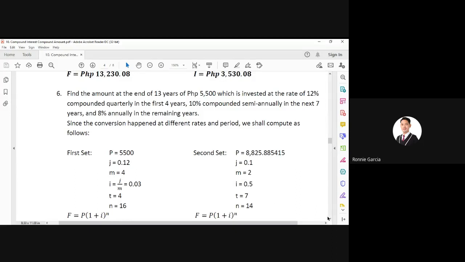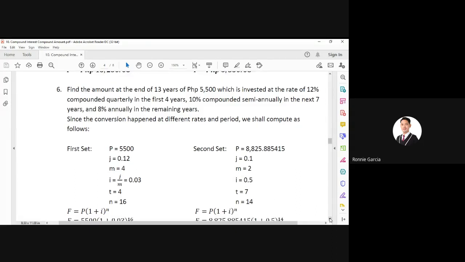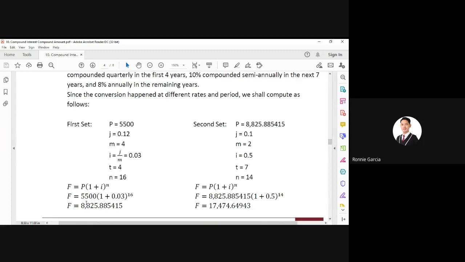So substituting the values of P, I, and N into our formula, we can compute it. 5,500 times the quantity of 1 plus 0.03 raised to the power of 16. Please get your calculators and solve it so you can appreciate that it is also the answer. You should have gotten 8,000-something. I have not rounded off yet, so this is not the final answer.